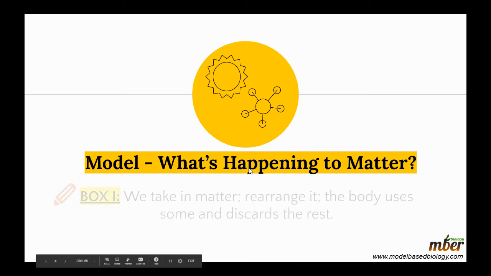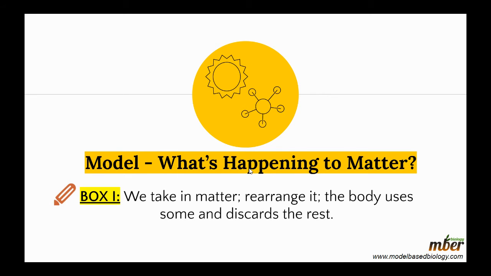So what's happening to matter? Box I. We take in matter, rearrange it. The body uses some and discards the other. We need those vitamins, those minerals, those proteins, and whatever we don't need, we just get rid of.